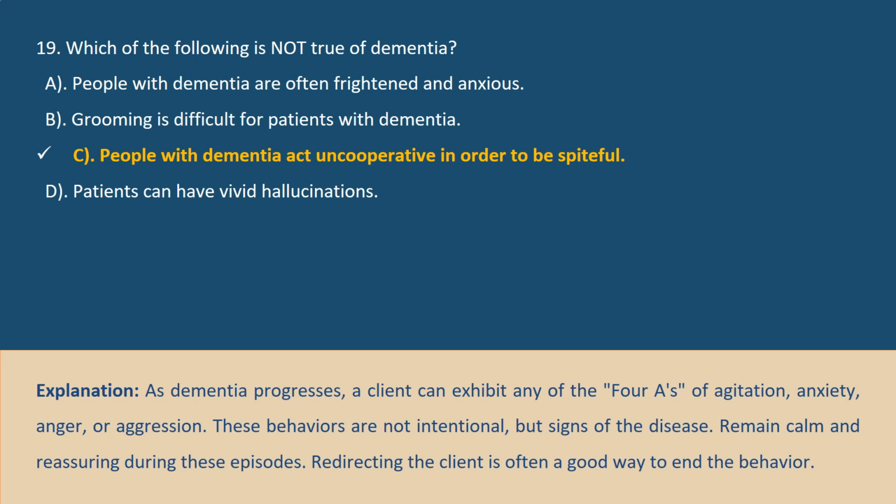Answer C. People with dementia act uncooperative in order to be spiteful. Explanation. As dementia progresses, a client can exhibit any of the 4 A's: agitation, anxiety, anger, and aggression. These behaviors are not intentional, but signs of the disease. Remain calm and reassuring during these episodes. Redirecting the client is often a good way to end the behavior.